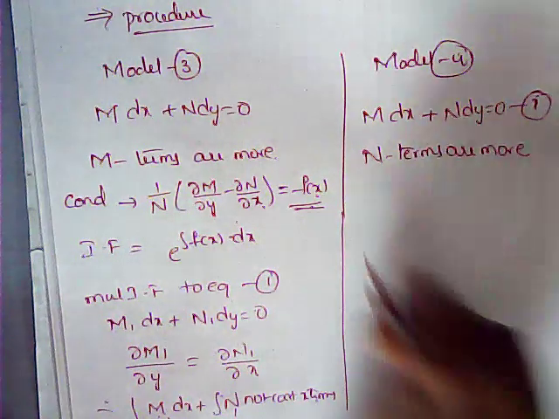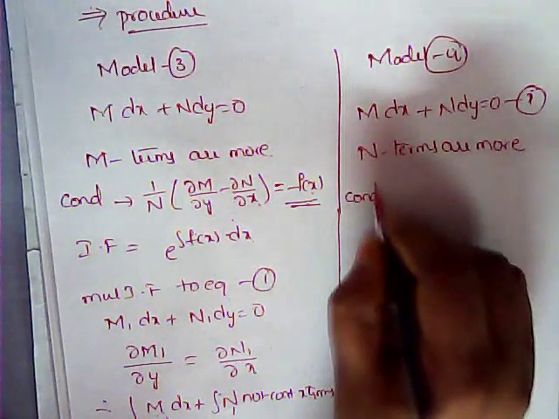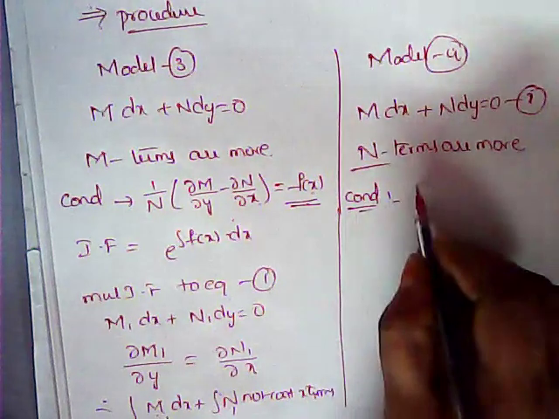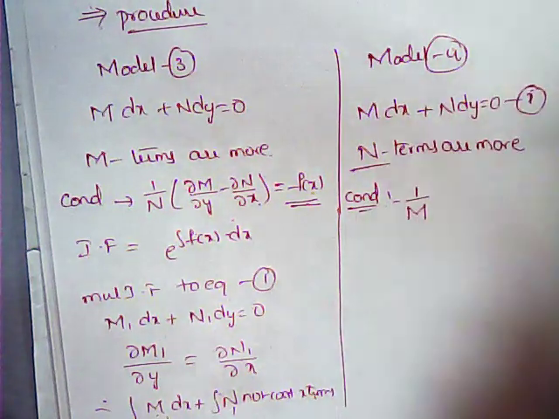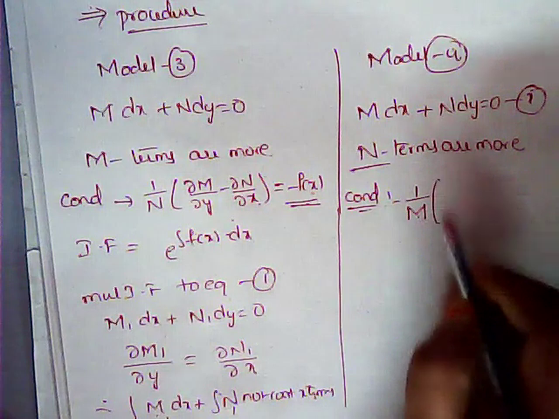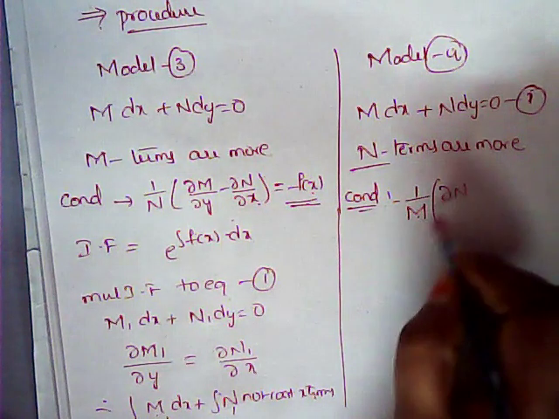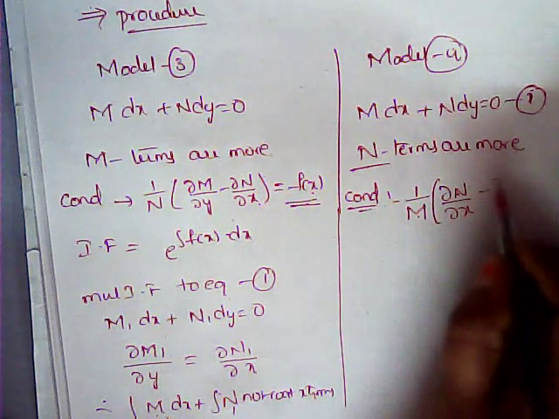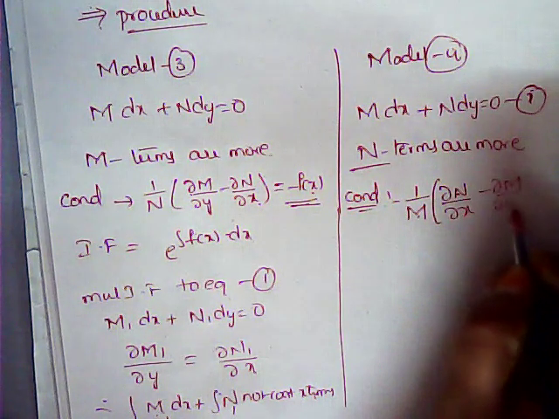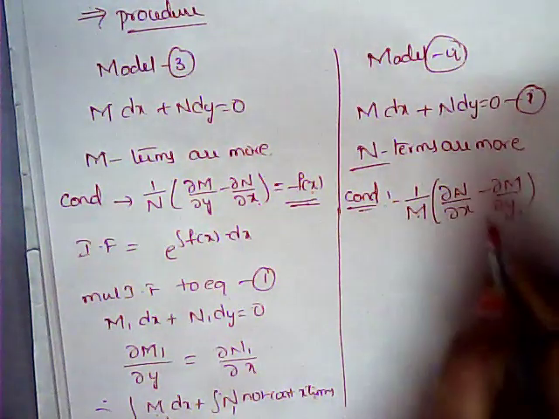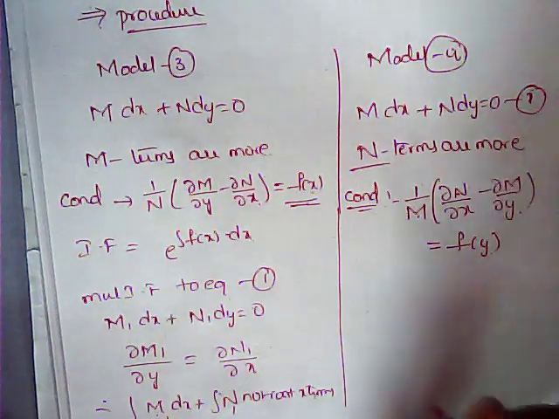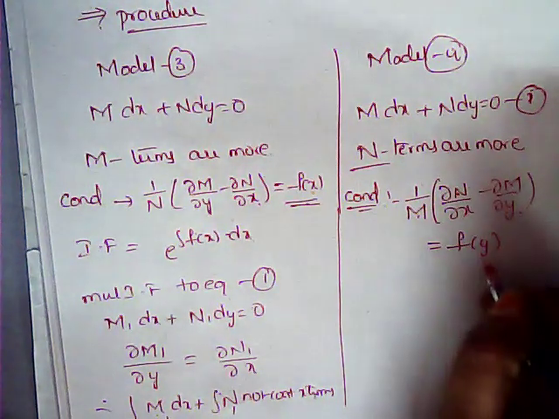If the n terms are more, you check the following condition. Since n terms are more, I start the condition with 1 by m, so I check 1 by m into dou n by dou x minus dou m by dou y. When I check this condition, the resultant will be a function of y.